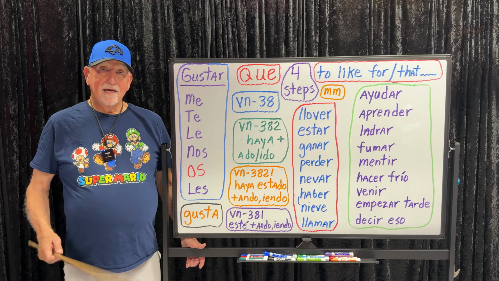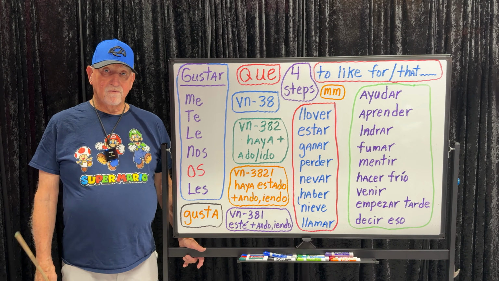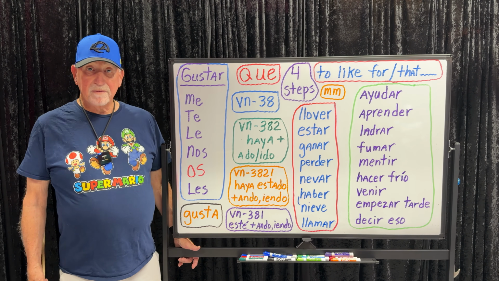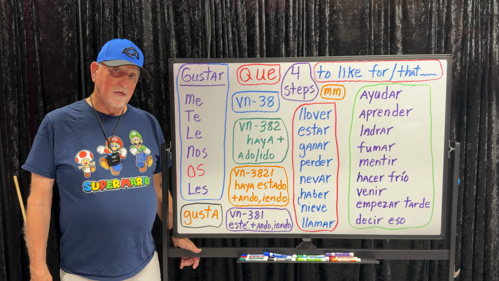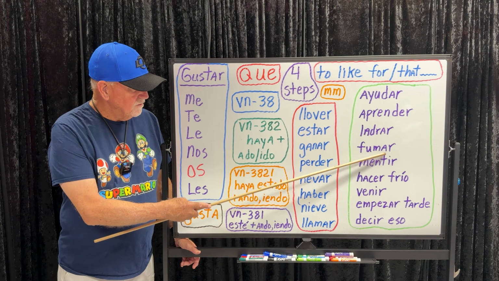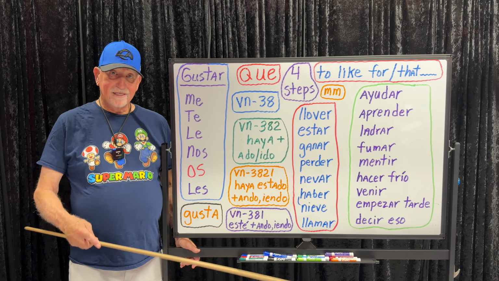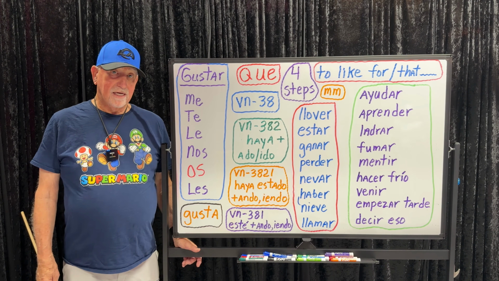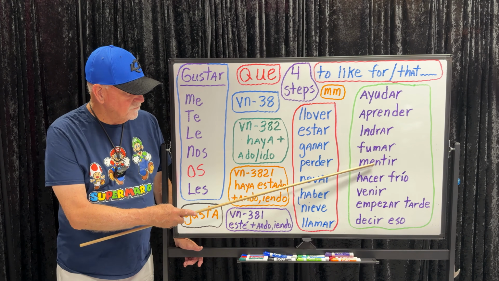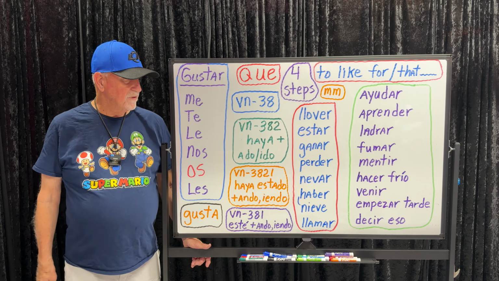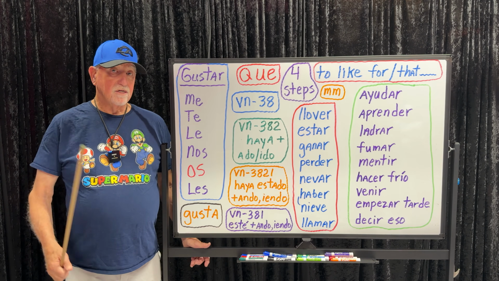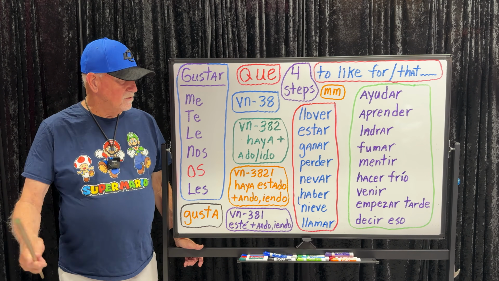Ladrar. I like that the dog hasn't barked for a good while. Me gusta que el perro no haya ladrado durante mucho tiempo. Fumar. I like that she hasn't smoked. Me gusta que no haya fumado. Mentir. I don't like that he has lied. No me gusta que haya mentido.